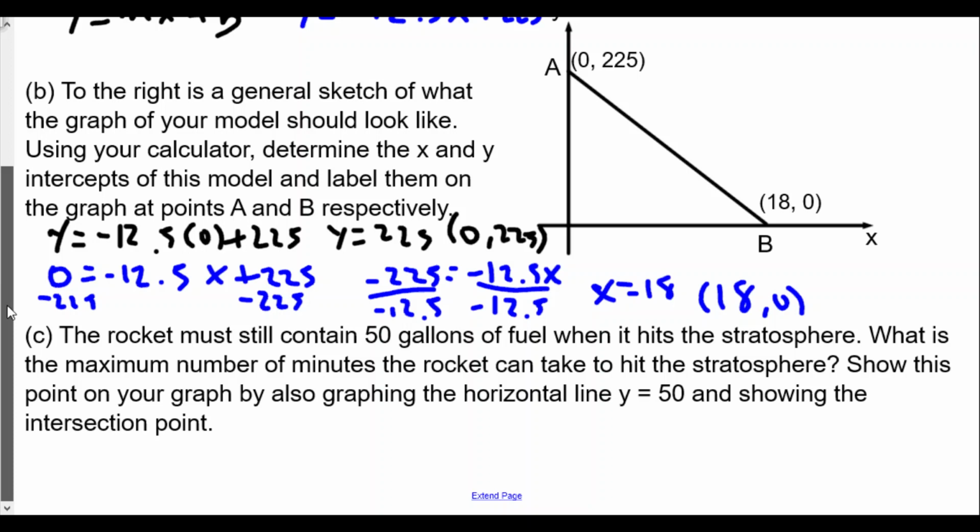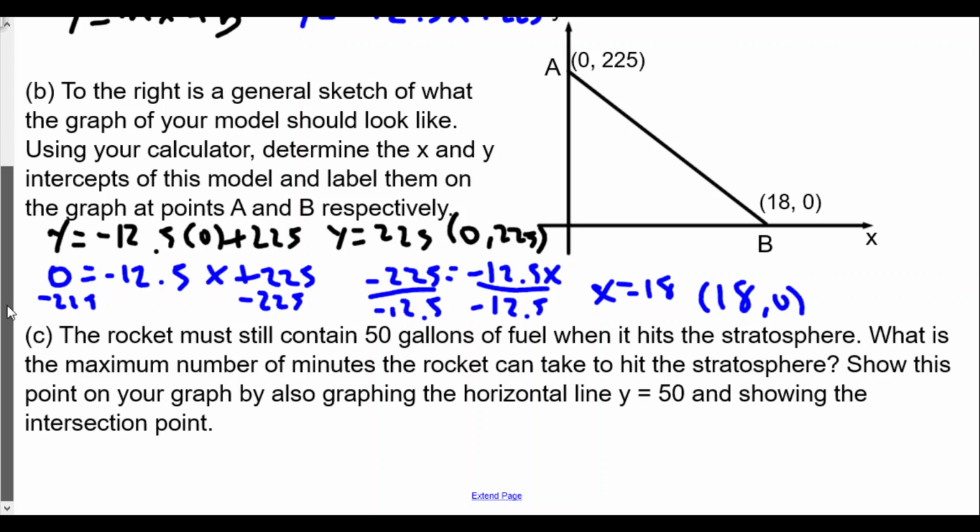Now for part C. The rocket must still contain 50 gallons of fuel when it hits the stratosphere. What is the maximum number of minutes the rocket can take to hit the stratosphere? Show this point on the graph by also graphing a horizontal line at y equals 50 and showing the intersection point. Okay, so in this case it must contain 50 gallons of fuel when it hits the stratosphere. All right, so in this situation, our y value has to be 50.